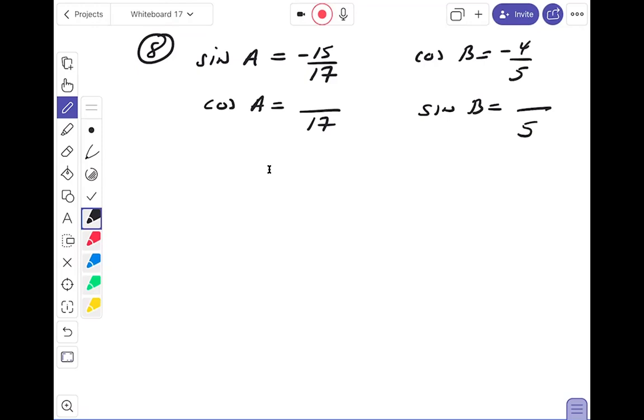So in the third quadrant, the cosine of A would be negative, and the sine of B would also be negative in the third quadrant. Again, this goes back to older material. If you need to draw pictures, that's fine.